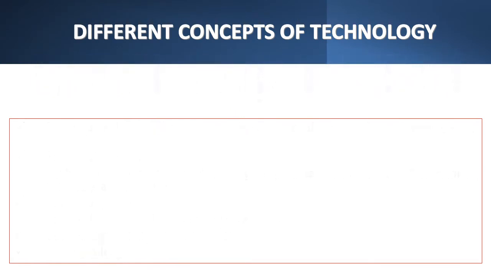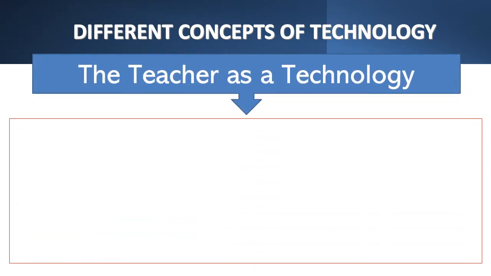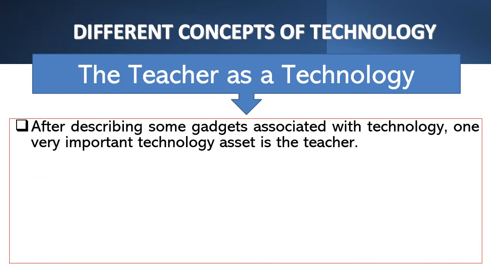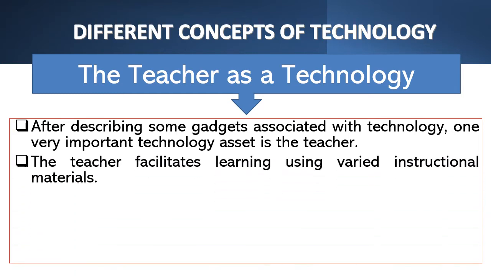The other one we have is the teacher as a technology. After describing some gadgets associated with technology, one very important technology asset is the teacher. The teacher facilitates learning through the use of varied instructional materials, and that is true. No one can replace them. Even technology cannot replace our teachers. So the teacher facilitates learning through varied instructional materials like books, the blackboard, magazines, newspaper, library materials, and visual aids.